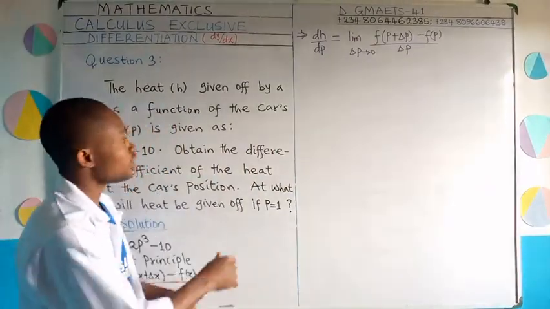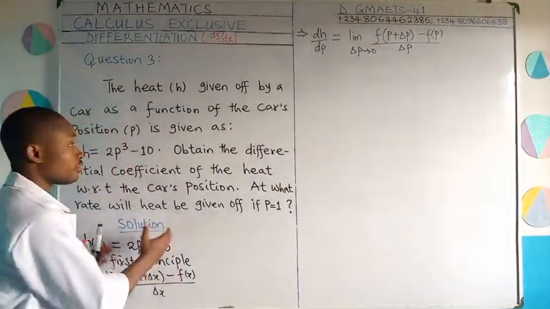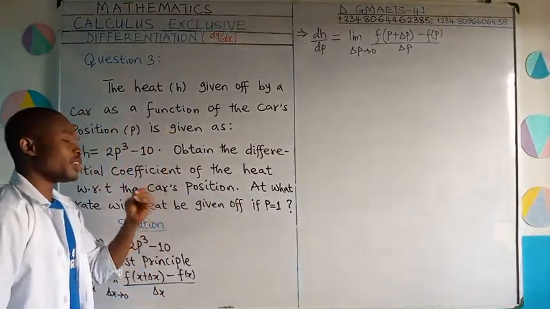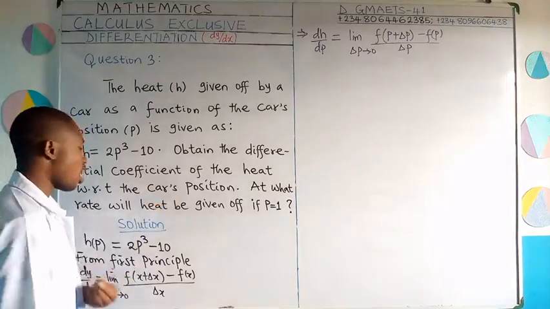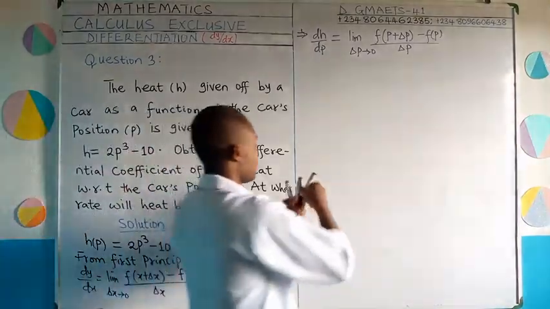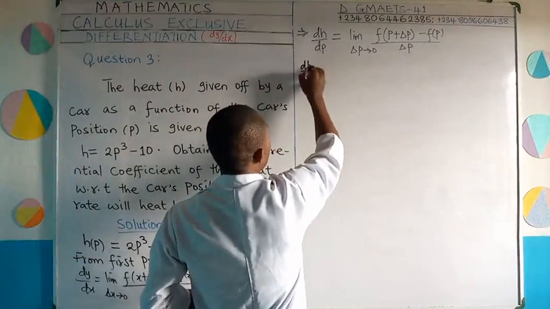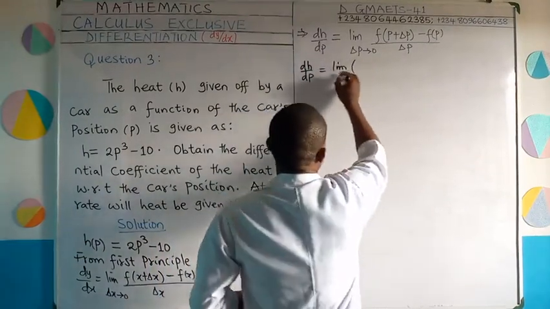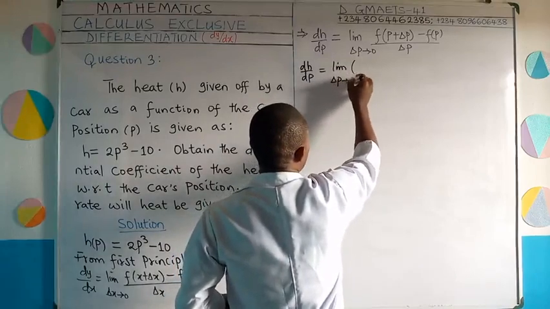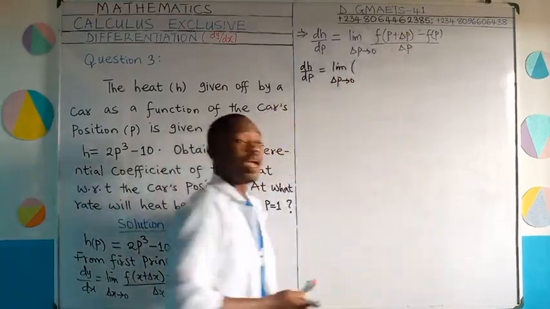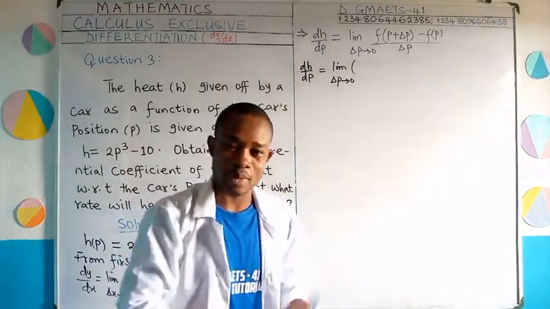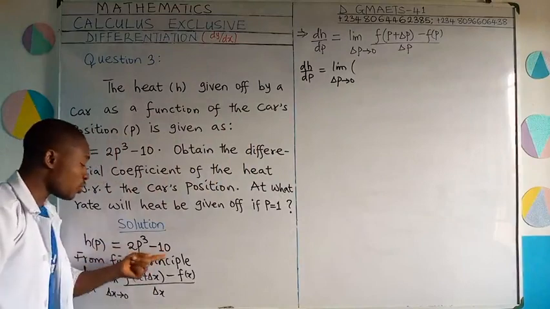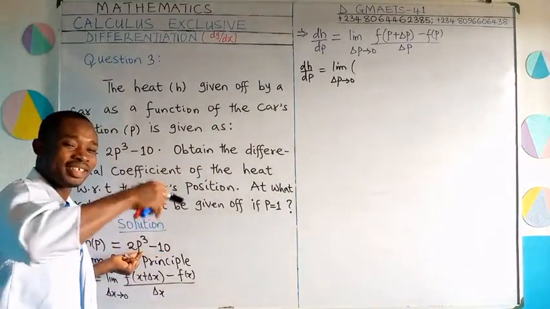Let us now substitute and solve to get the rate at which the heat will be given off by the car as a function of position. This is dh/dp equal to the limit as delta p tends to 0 of f of p plus delta p. How do we get that function of p plus delta p? It's simple. We come to the function given to us in the problem. Wherever we see p, we are going to add delta p to it.